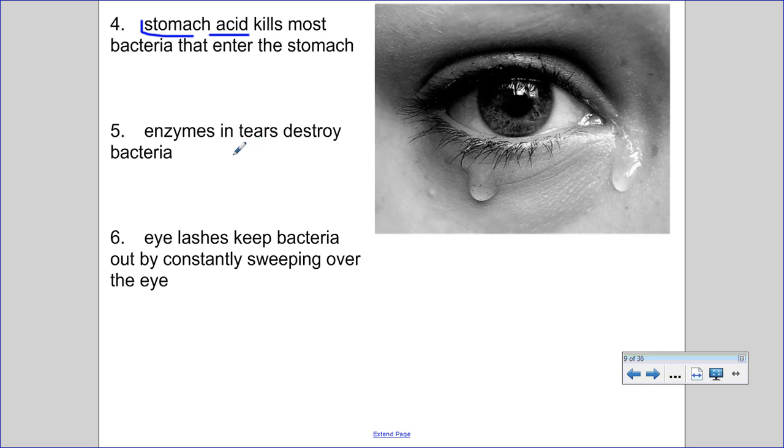Your eyes can act as a potential entry point as well. So the tears that are secreted by your eyes will also contain enzymes that can help destroy bacteria or other potentially dangerous things. And your eyelashes will also work to keep bacteria out by constantly sweeping over the eye. So when you blink, those eyelashes can help remove debris that gets trapped in the eye.